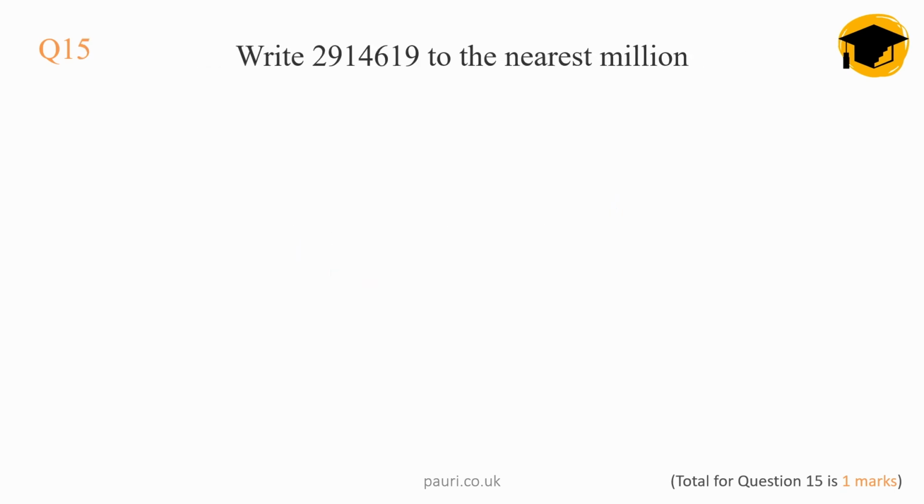And my final question, 2,914,619, correct to the nearest million. We know the million is the 7th column here. Is the next number 5 or above? It is. So my final answer here is 3 million.